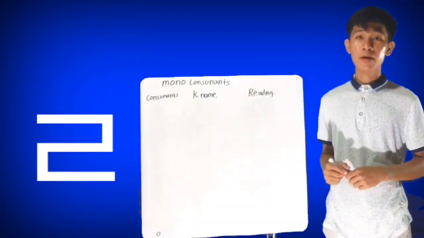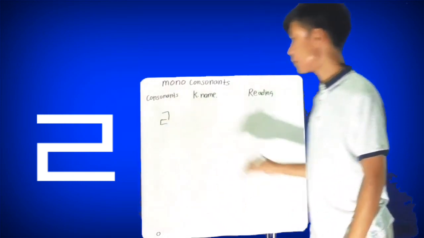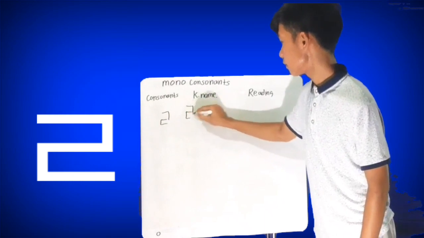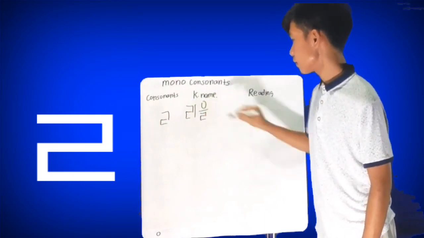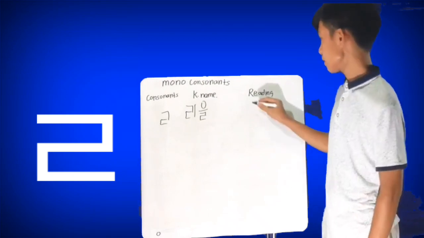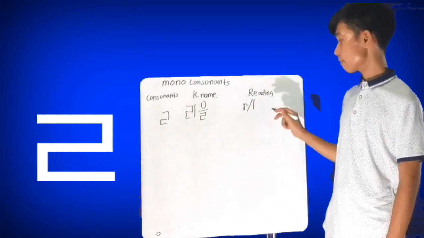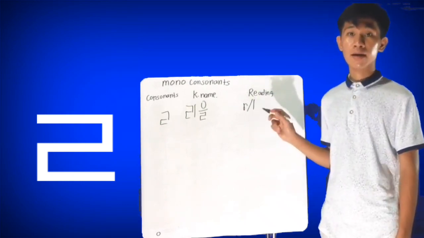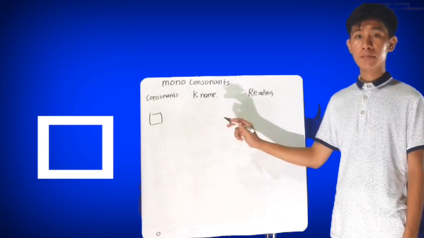And next, we have rieul. In English, it is letter R or L. Sounds between R and L. For example, lang. Sample, lang.